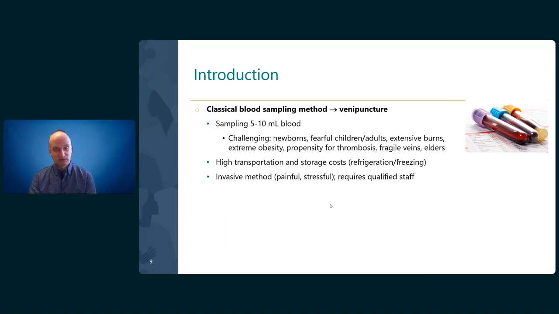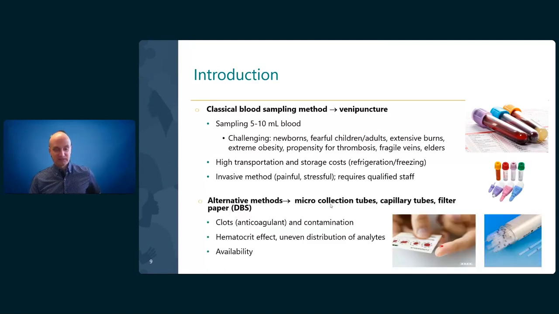But also we have to mention the high transport and storage cost, because those samples must be refrigerated or even kept frozen until the analysis. So this requires, let's say, dedicated instrumentation like fridges and freezers. But it's also an invasive method. We all know it's not easy to get a venipuncture on ourselves. So it's painful, it's stressful, and also it requires qualified staff.